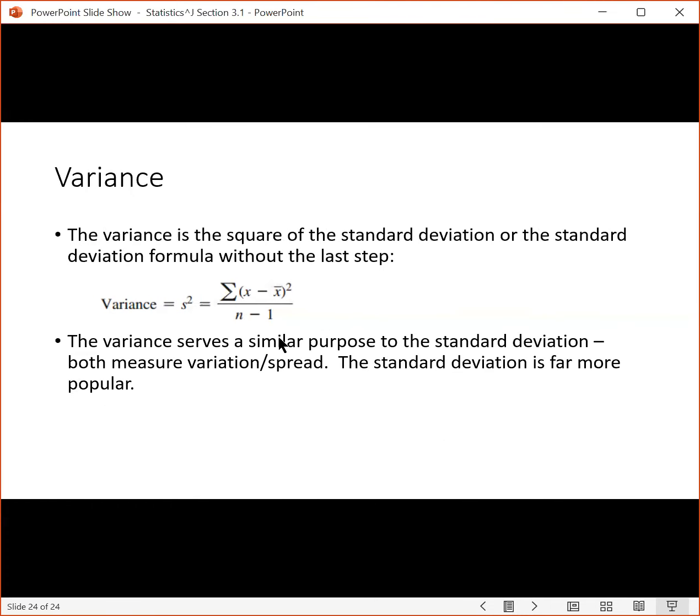The variance serves a similar purpose. It also measures the variation or the spread. However, you very, very rarely see the variance. The standard deviation is a far more popular way of measuring the variation or the spread. I'm just covering it here for completeness because it might come up on the homework, or later on you might encounter it. So variance does exist. It is a way to measure the spread of the data. However, it's very unpopular.